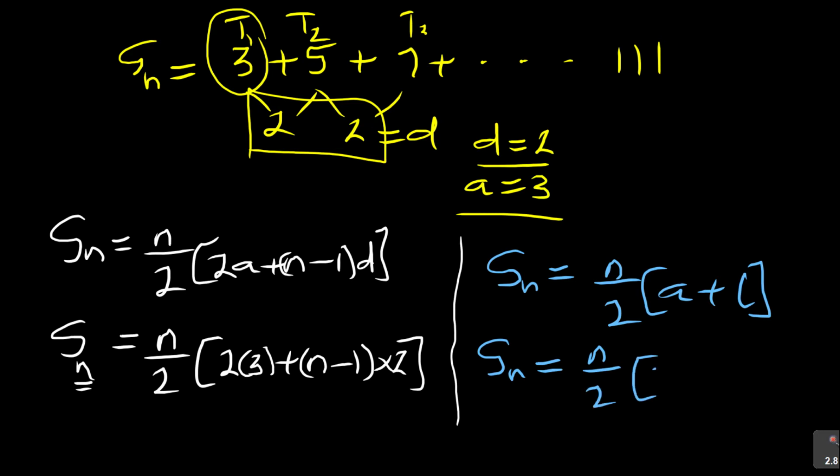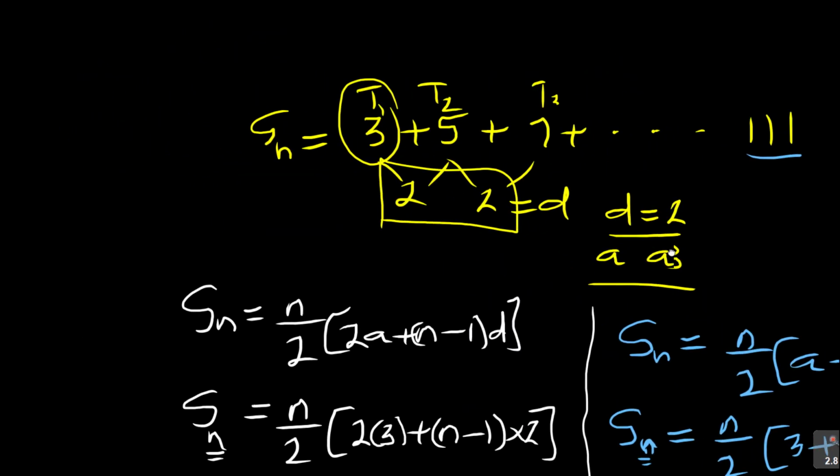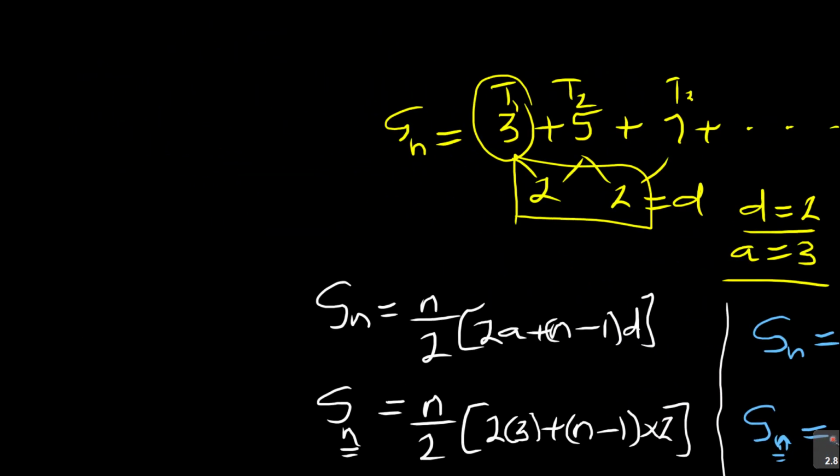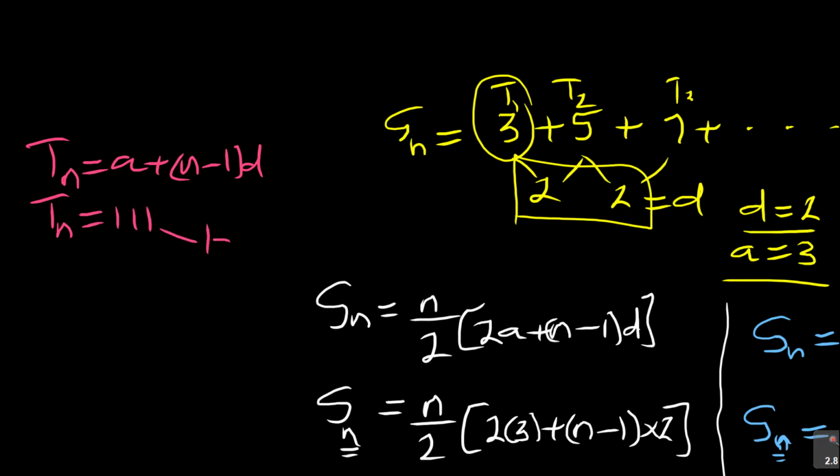Even here, if I do the other formula, I'll still be stuck with n over 2. I know my a is 3, and my last term is 111. But still I'm stuck with what? With n. Then what do we do? You need to come here and use that formula for Tn. Remember, Tn is equal to a plus (n minus 1)d. That formula will tell us that Tn is equal to 111, the last term.